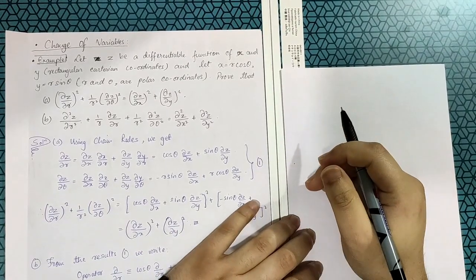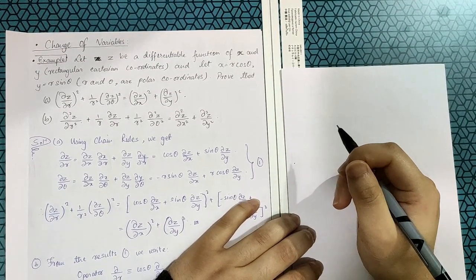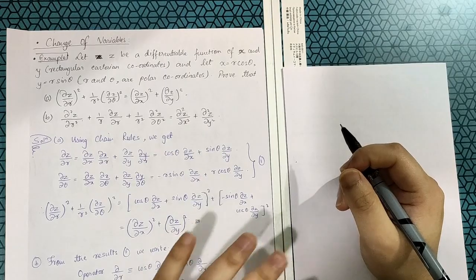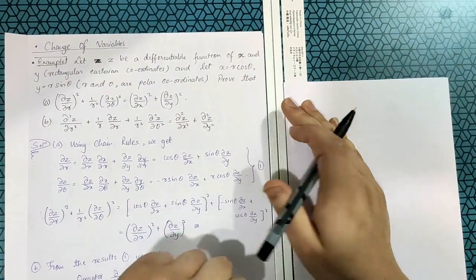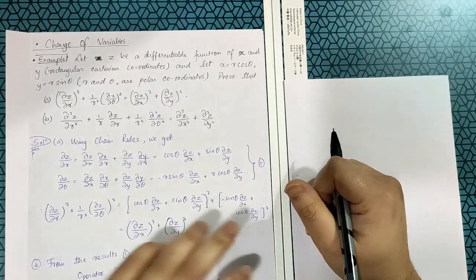Today we are going to do change of variables. So it's basically a change from one coordinate system to a different coordinate system. Let us try to understand with an example.